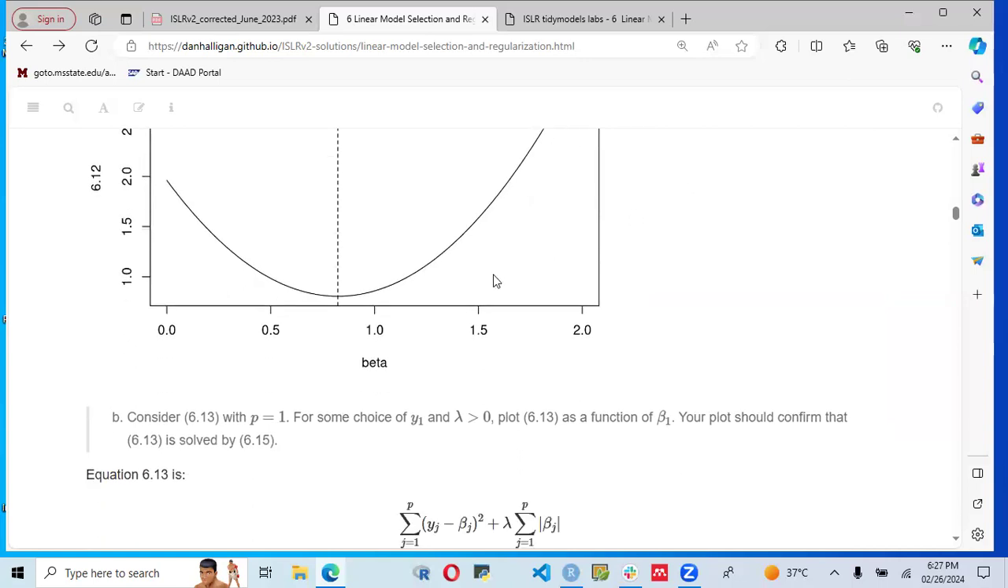So now we said consider 6.13 where p is equal to 1. We have just one predictor, for some choices of y1 and lambda greater than 0.